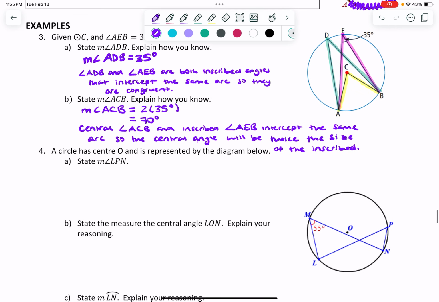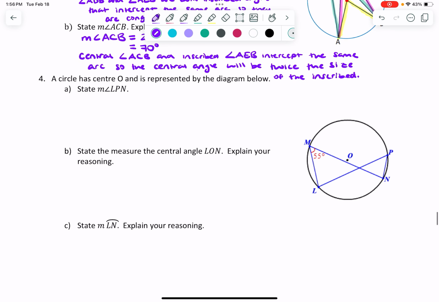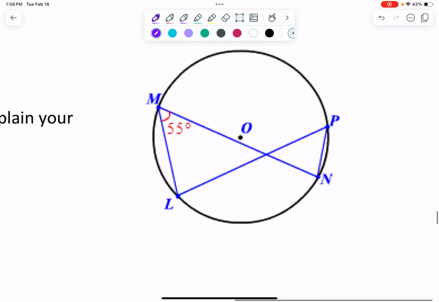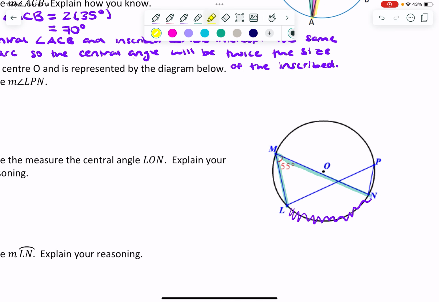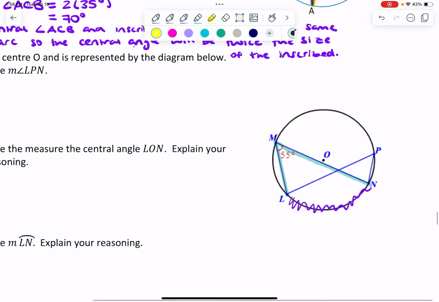All right, next example. So in this first one, I have a circle that has a center O and is represented by the diagram below. I want to state the measure of angle LPN. Well, before I do any of this, I'd like to see what I've got already. And I know angle LMN, I can see that's an inscribed angle. It opens up to this arc here, LN, and it's 55 degrees. Now, when I talk about what I'm interested in, I'm looking for LPN.